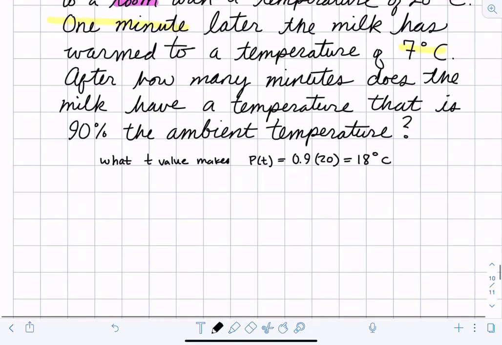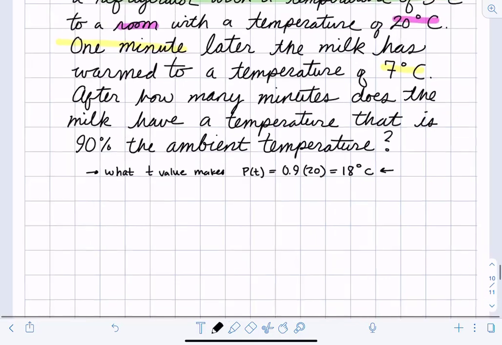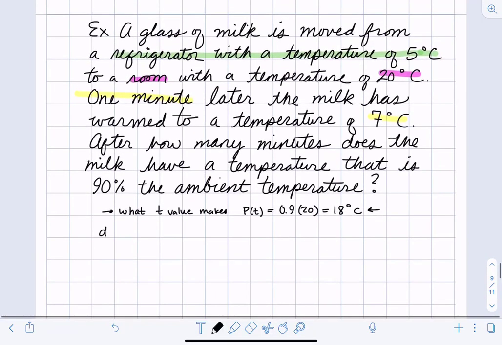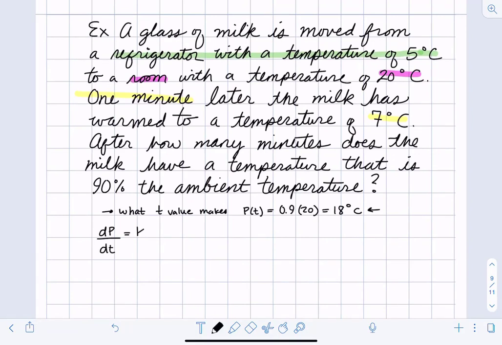Okay, so that's our final goal, but obviously if we want to figure this out, we're going to need to have an equation for P of t. So that's what we'll go about solving. So let's set up our differential equation. So dP/dt is going to be equal to k times, let's fill in our ambient temperature. The ambient temperature is the room temperature, we already said, so that would be 20 minus the temperature function for the milk, which would be P.